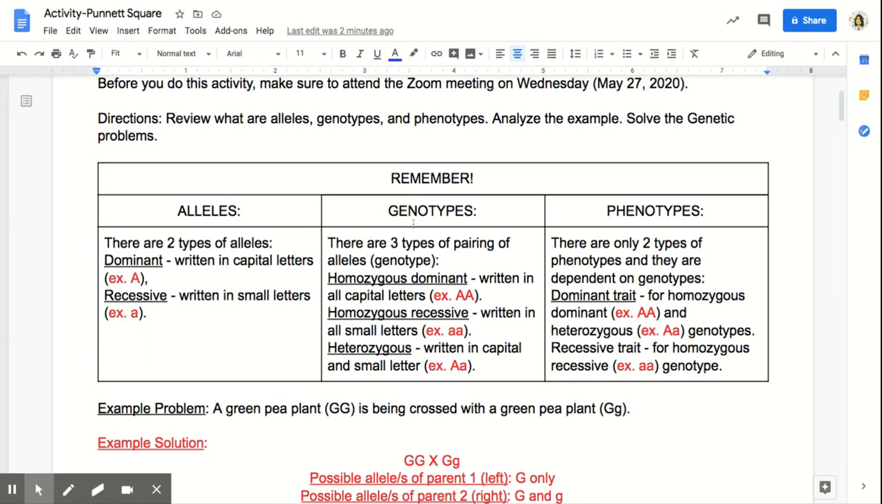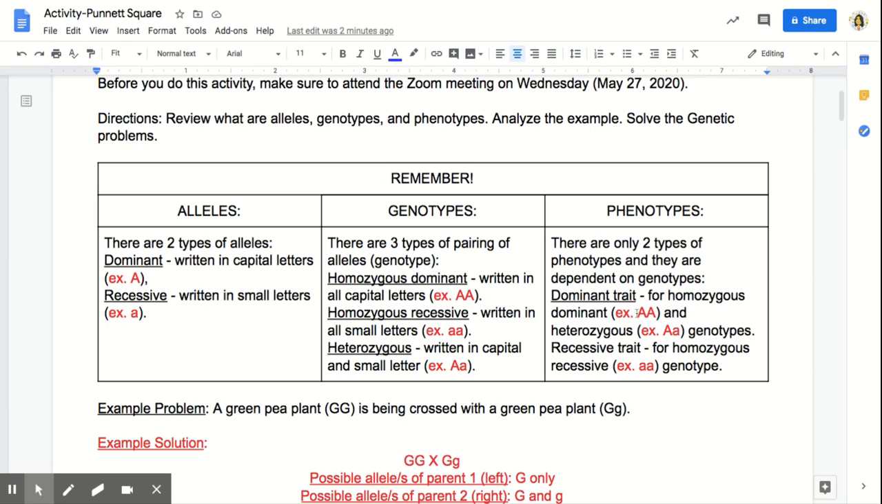There are three types of genotypes. You have homozygous dominant, wherein the two alleles are dominant, all capital letters. Homozygous recessive, where all alleles are small letters. And heterozygous, which is a pairing of a dominant allele and a recessive allele.